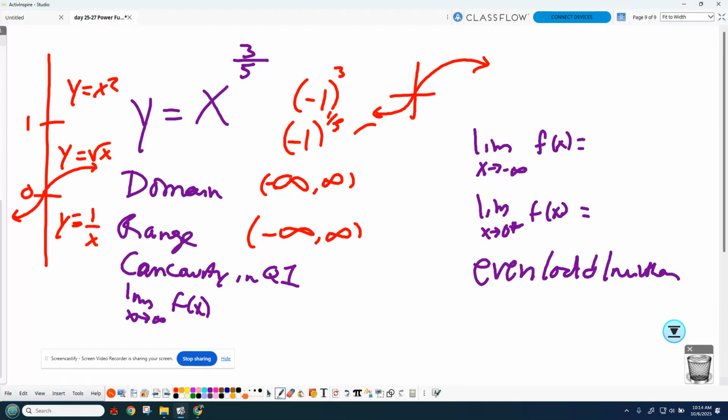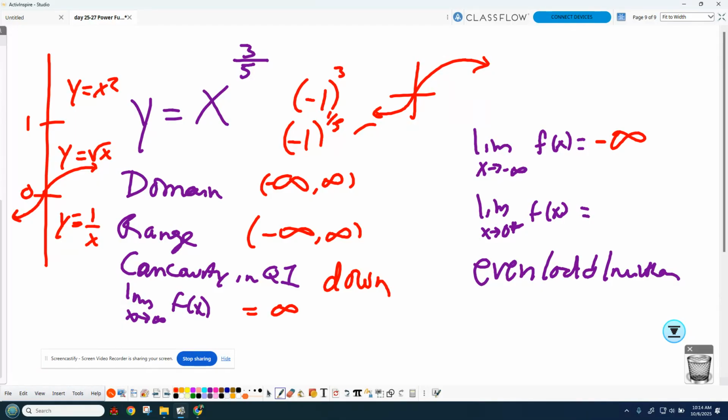Dylan, what's the concavity in quadrant 1? Down. Okay, Noah, right end behavior. So it goes super duper that way. Where's it going? Positive infinity. Beckham, as we go super duper negative infinity, it is also negative infinity.